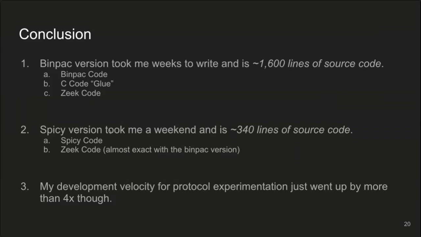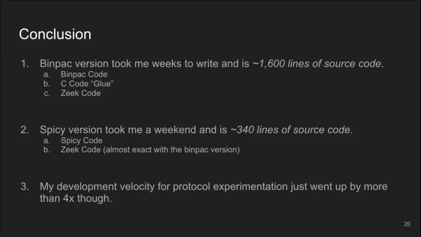Spicy took me about 340 lines of source code, and it was just two types of code. It was Spicy code and Zeek code. And Benjamin and Robin already did the hard work and made the Spicy analyzer, so I didn't have to worry about making anything that installed. All I had to do was make just the Spicy code. That was it. And even though it's only about a 4-times code increase, which is good, my development time went up way bigger than 4 times. The initial one took me weeks to code up because you have to look at states and things, and it's a lot more complicated.